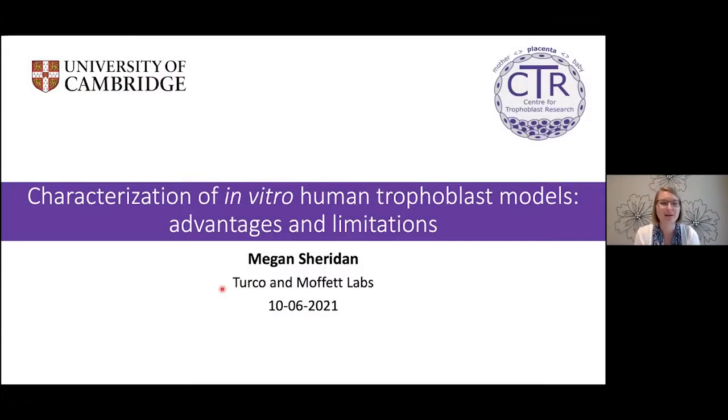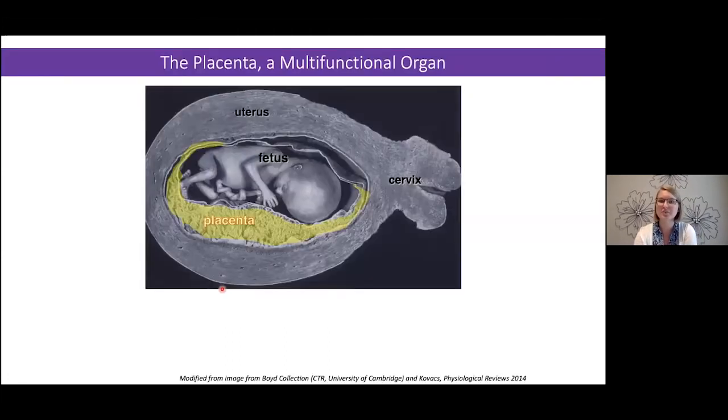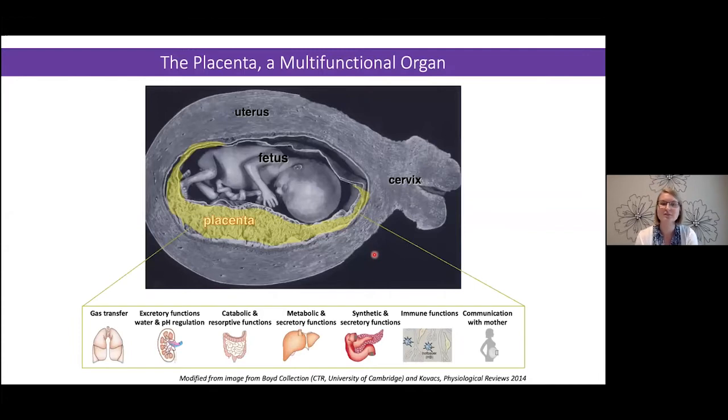Hi, everyone. I'm Megan Sheridan, and today I want to tell you a little bit about the characterization of in vitro models of human trophoblast. So the placenta is a multifunctional organ, and it's really important for the baby's development while in utero. And you can see the placenta forms this barrier between the uterine wall of the maternal uterus, and it functions as many different organs for the baby as the baby's developing. So it acts as the lungs, the liver, the heart, all of these things for the baby while the baby is still developing.